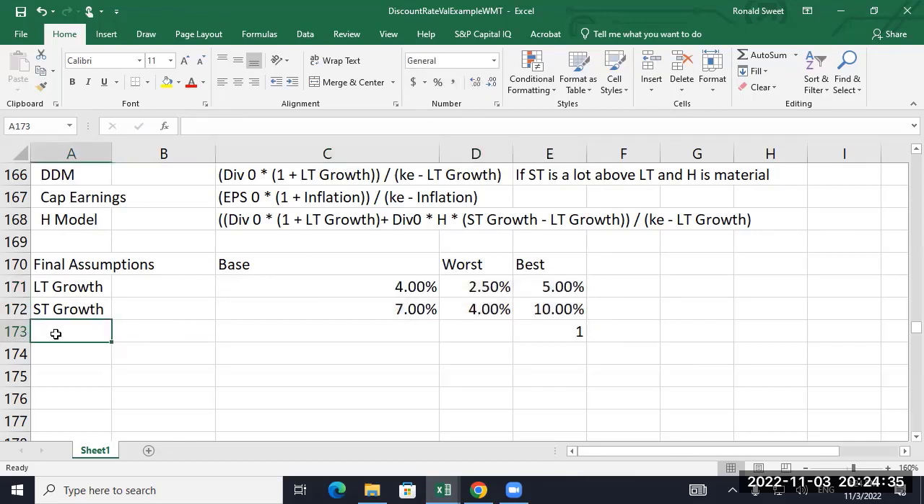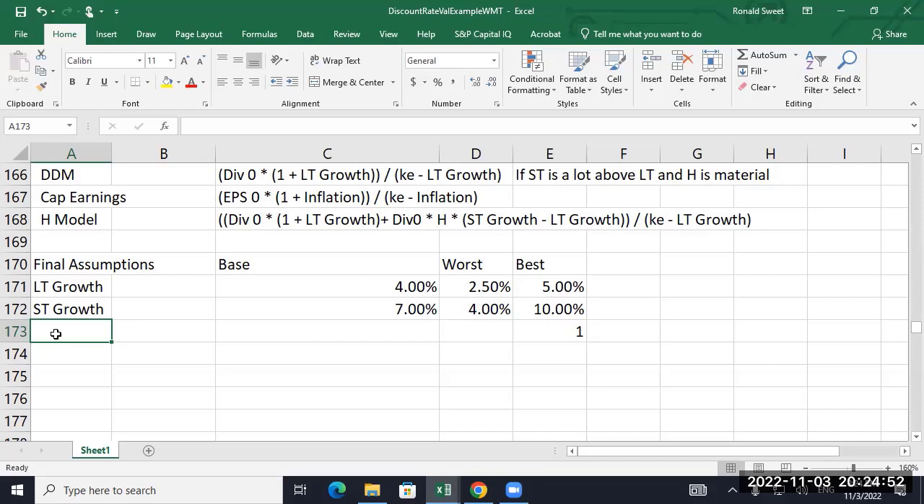I wouldn't change the H. You get too many moving pieces. We'll talk about it. It gets a little tough if you have more than one thing changing because your scenarios go crazy. But I'll show you next, because it's a little complicated on the H model, how to do a data table when you have more than two things.